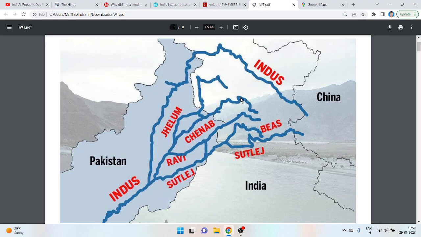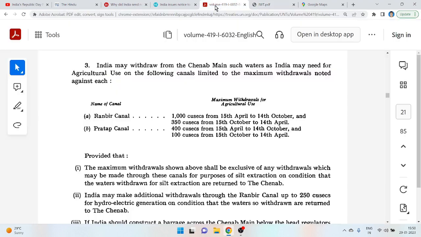river. Chenab river means this river which is controlled maximum by Pakistan. So, already there are two canals present. The names of the canals are Ranbir Canal and Pratap Canal. So, the canal will be operated and the maximum withdrawal for agriculture use is 1000 cusecs from 15th April to 14th October and 350 cusecs from 15th October to 14th April, meaning for Kharif and Rabi.